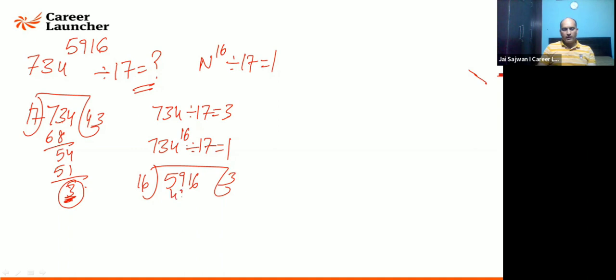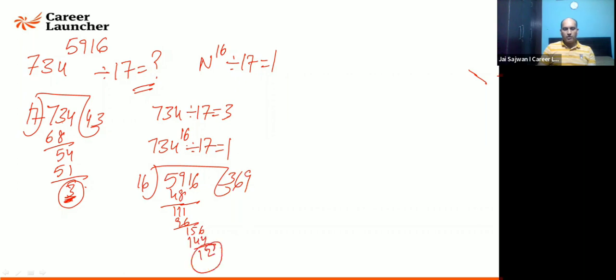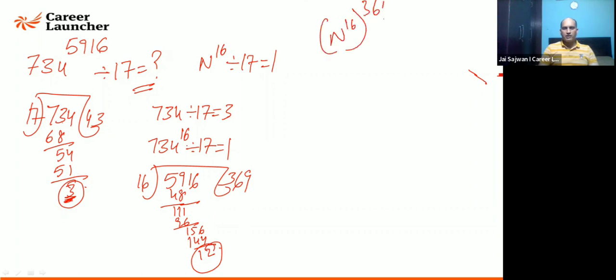16 threes are 48. 16 sixes are 96. 16 nines are 144. The remainder is 12. So what I can say is n to the power of 16 to the power of 369, when divided by 17, remainder is 1 to the power of 369, remainder is 1. Now there's a remainder of 12.